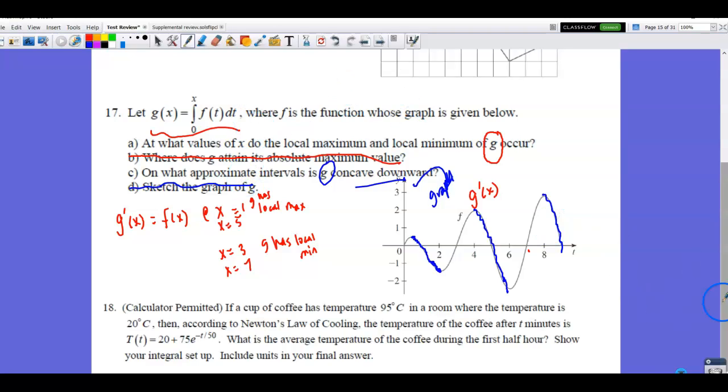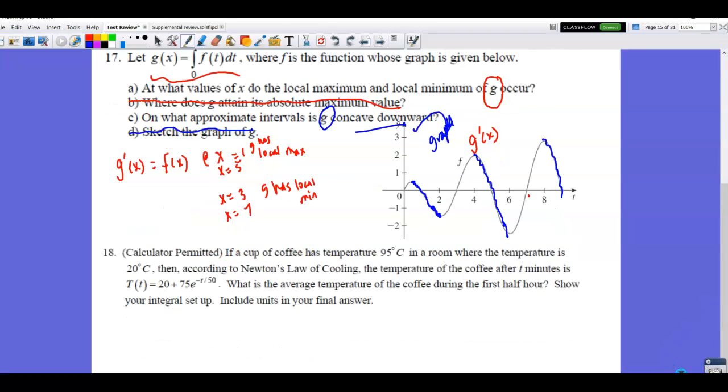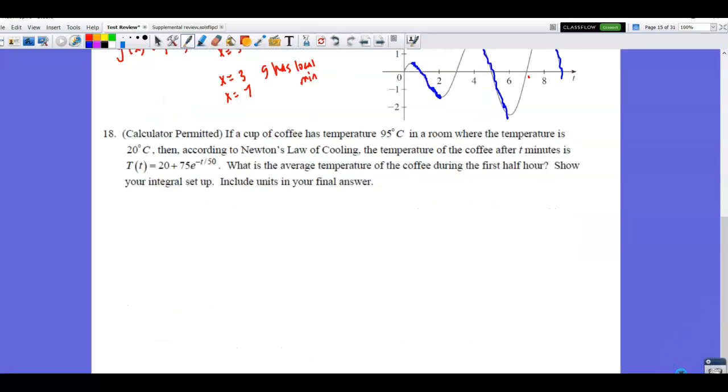All right, number 18, last problem. Long video. I think this might be the longest video ever made. If a cup of coffee has a temperature of 95 degrees in a room where the temperature is 20 degrees Celsius, so the coffee's hot, the room is 20 degrees Celsius.